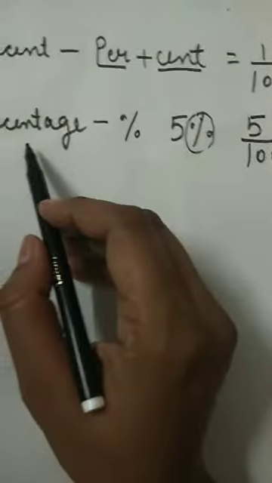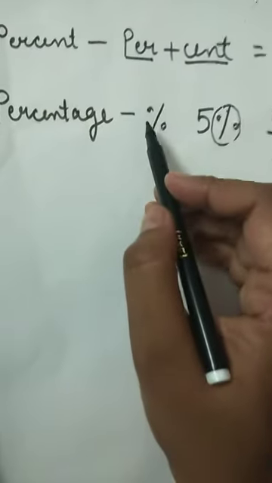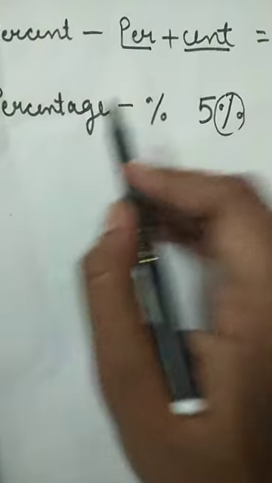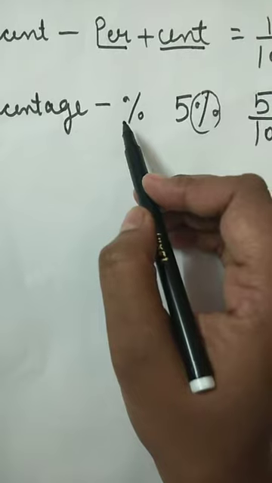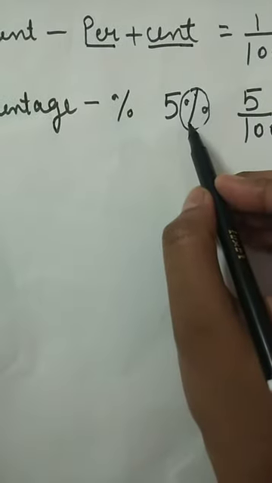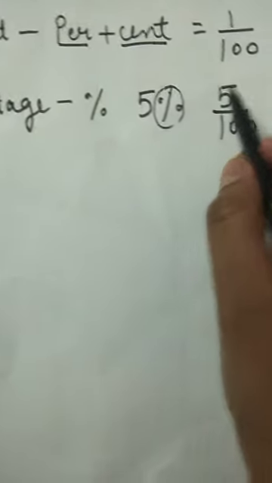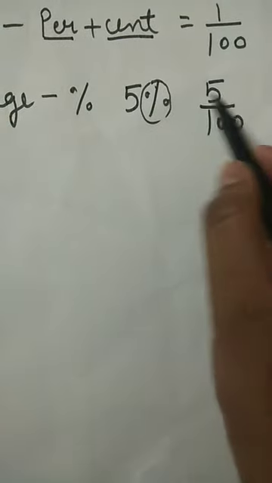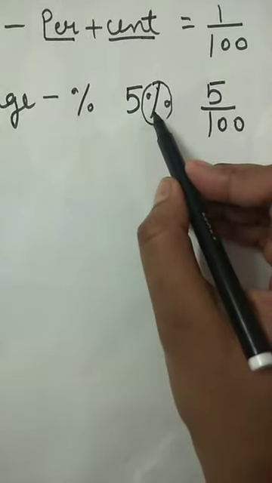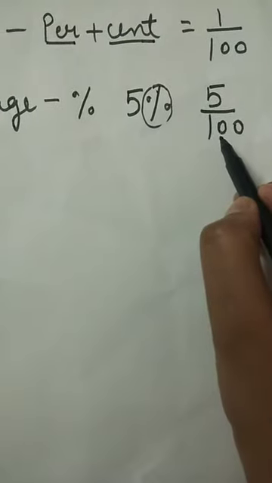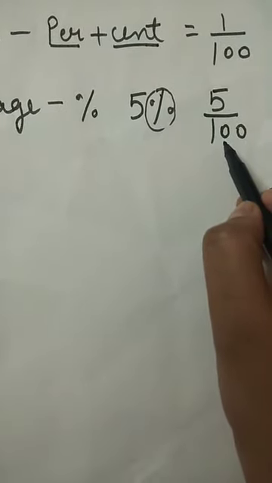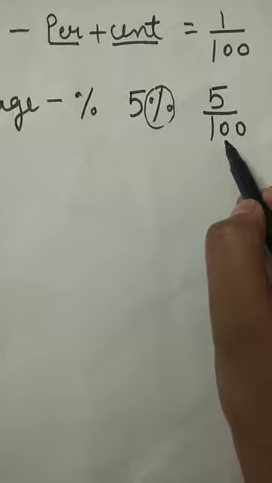So percentage is having this sign, and if any number carries a sign of percentage, that number is always written in the numerator, and by removing this percentage sign we write 100 in the denominator. Always 100 is written in the denominator.